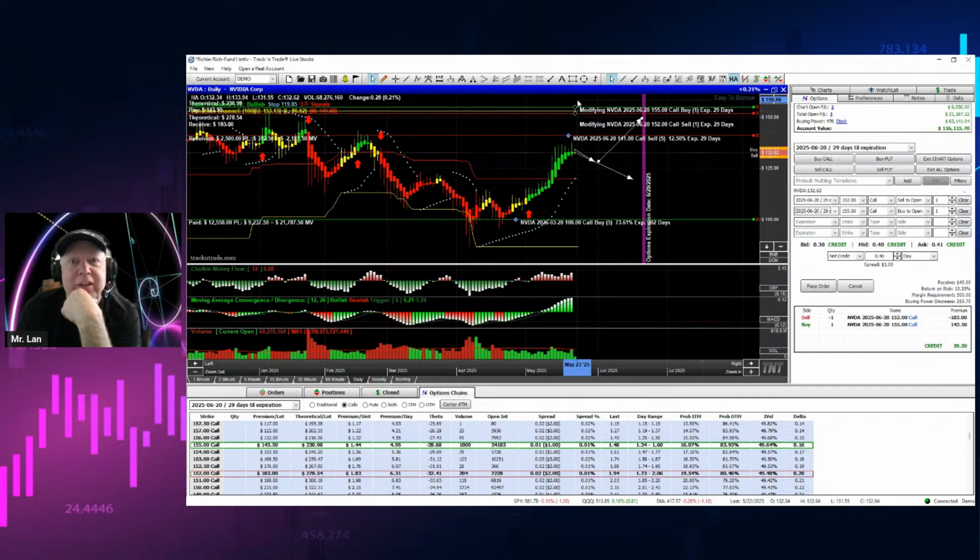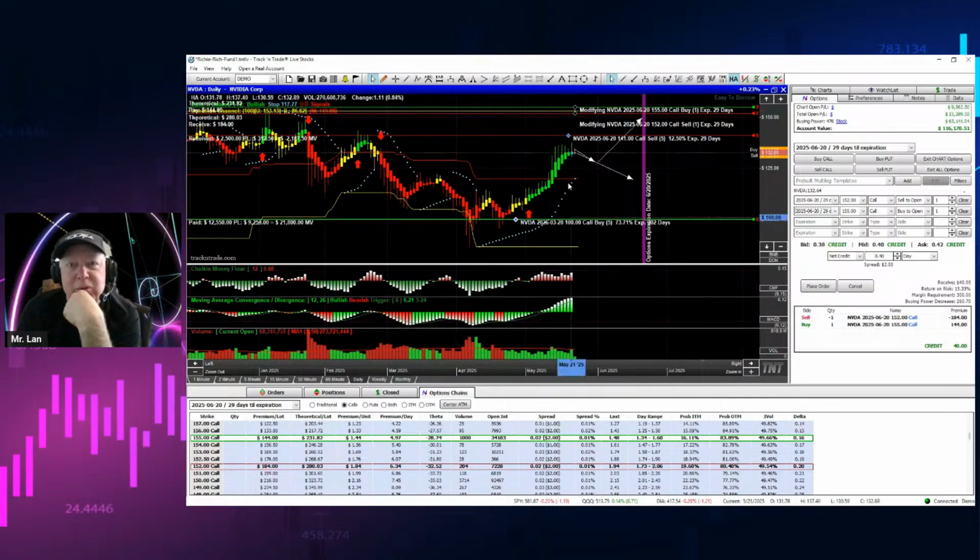And look how far out that thing is. We could probably take a bigger risk than that. That's an 80% chance of being right. And the market would have to hit the purple line above that red line for you to lose your money. You're only going to make $40, but it's still a 13% return in 29 days.